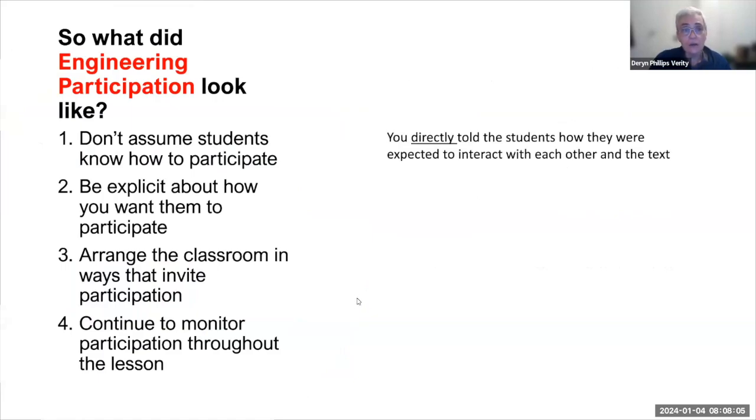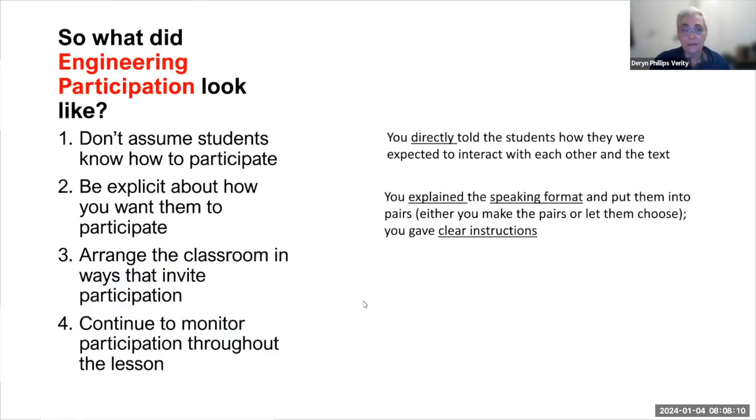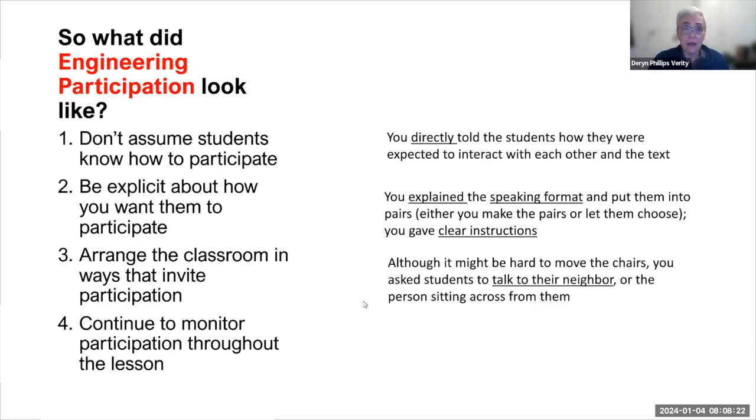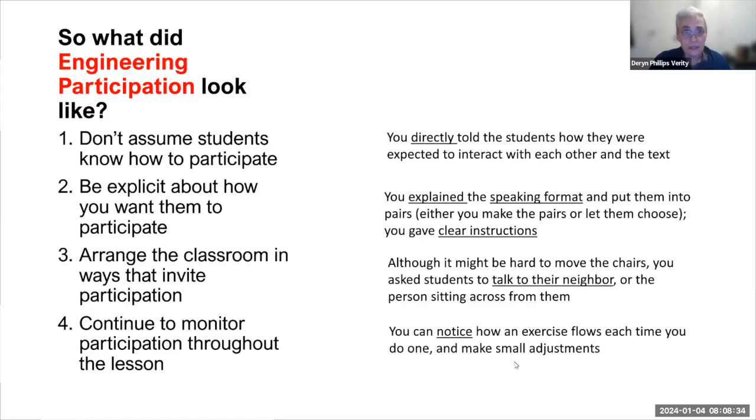And what did it look like? Well, you directly told the students what you expected, how you want them to interact. You explained the format, and you either put them in pairs, or you gave instructions about don't talk to your neighbor, do it solo, talk to me if you have a question. You were very clear. Although you might not have been able to actually move chairs to separate groups, you could set up speaking groups by giving them partners through nomination or through choice. And you can always notice. The nice thing about having a small class and a small classroom is you can easily notice how things are going.